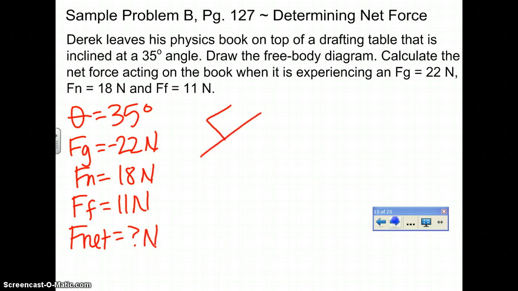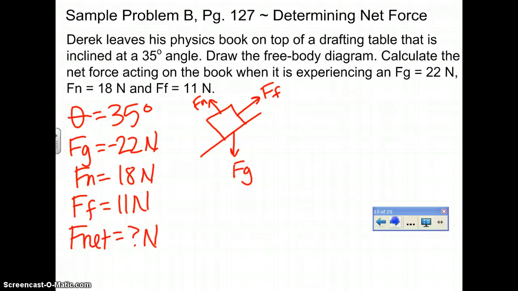So 35 degrees, your F of G acts straight down. Your F of N is perpendicular to the plane. So the direction of motion would be down the plane, right? So F of F is going to be headed this way. Making sense?